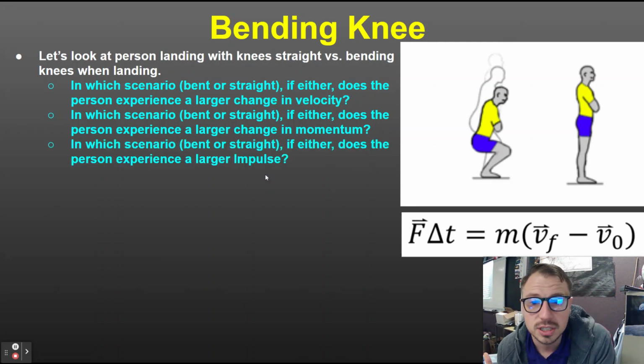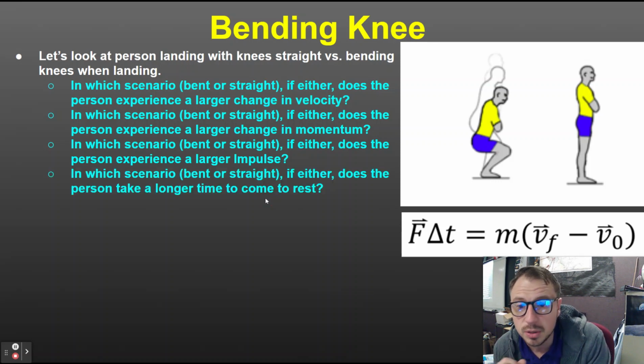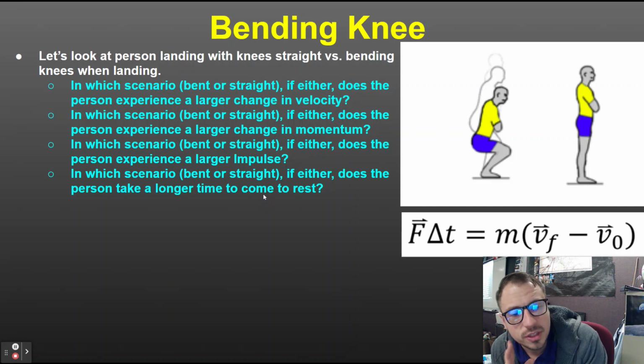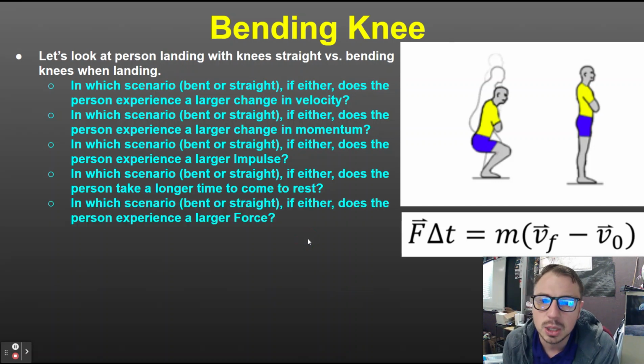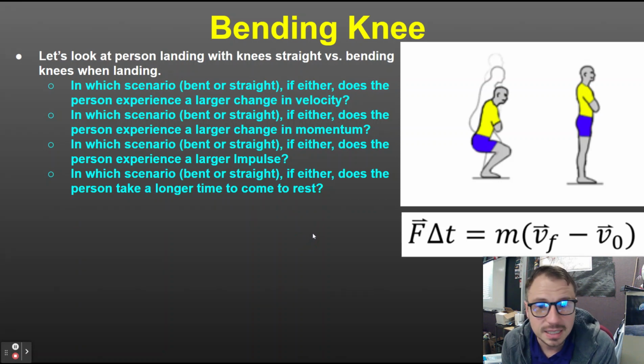Well, this next question is about impulse. Impulse is change in momentum. In both of these, both of them experience the same impulse, have the same impulse applied to them. So this is the key to it. In which of these scenarios does the person take a longer time to come to rest? So it's going to be bending your knees.